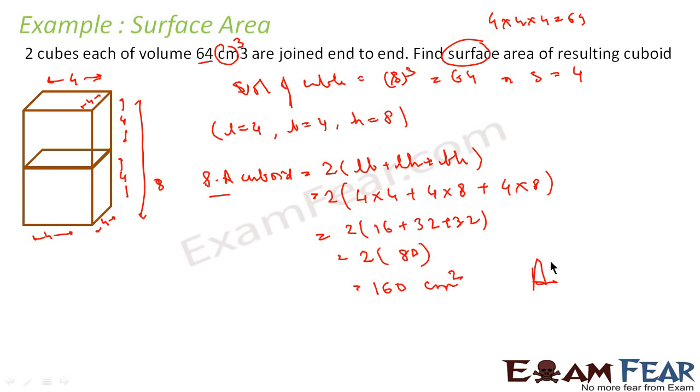Very simple. What we have done? We have taken two cubes, we have joined them, it became a cuboid. We found the length, breadth, and the height of the new cuboid. We just use the formula, surface area of cuboid is nothing but 2 into length, breadth, plus length, height, plus breadth, height. Put all the values, solve it, get the answer.